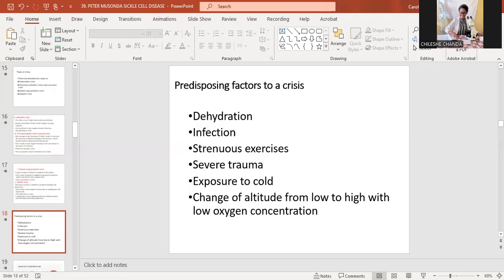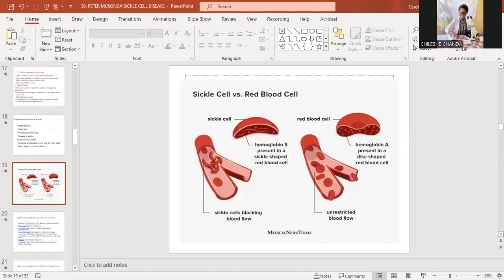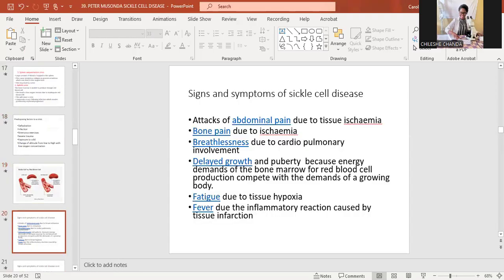Changes in altitude from low to high, where there is going to be low oxygen concentration, will also result in a sickle cell crisis. Those are the crises of sickle cell.